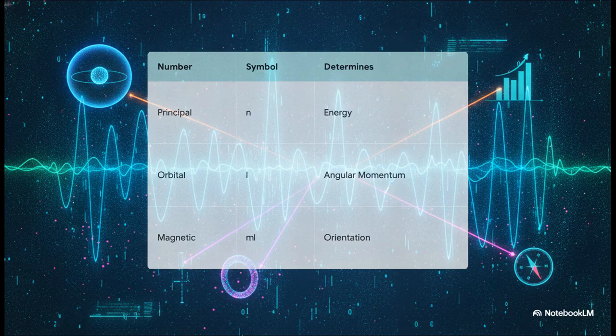You have the principal quantum number n, which determines the energy of the state. The orbital quantum number L dictates the magnitude of the angular momentum, and the magnetic quantum number ML tells us the orientation of that angular momentum in space. Together, these 3 numbers define exactly what the trapped wave is doing, the whole shebang.